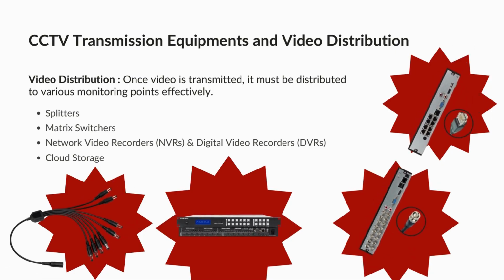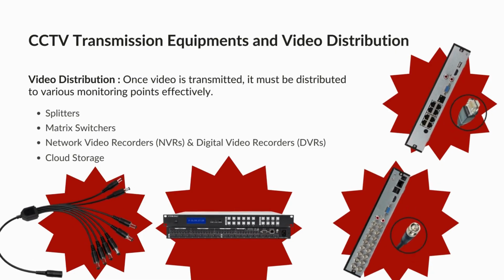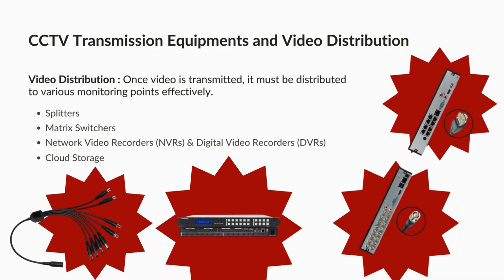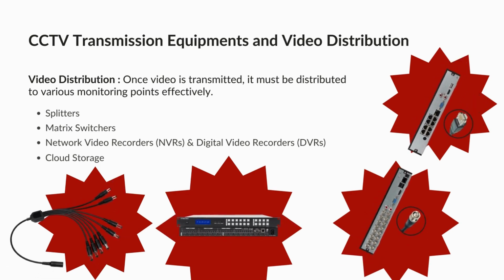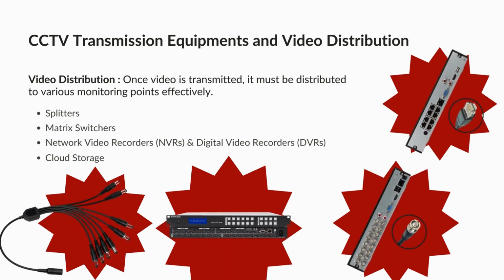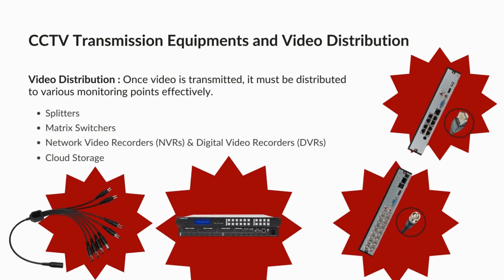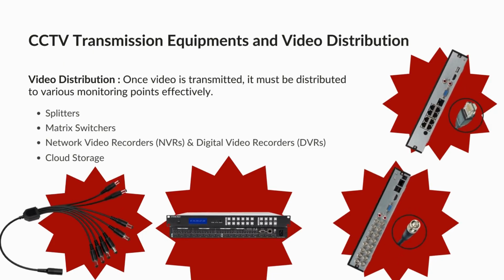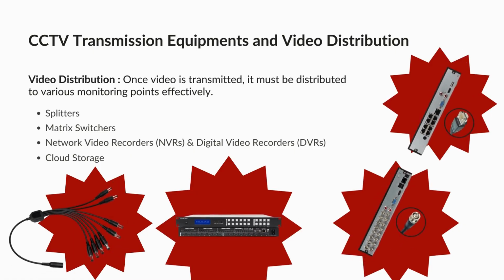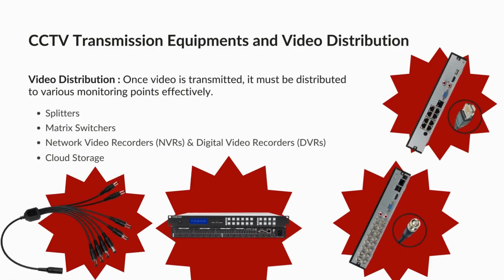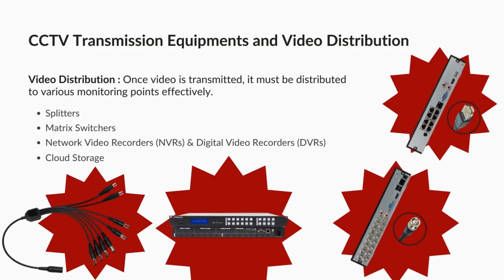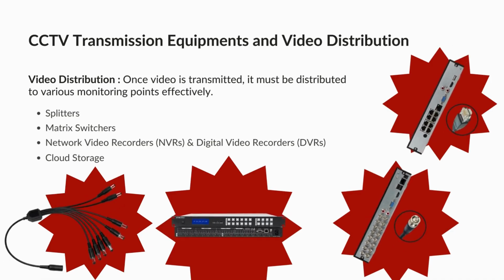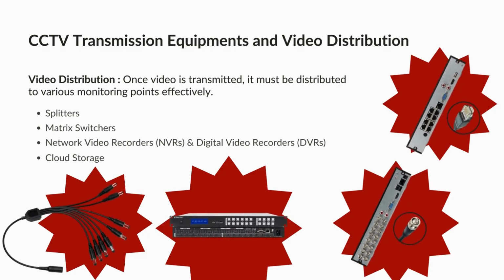So, CCTV transmission equipment and video distribution continuation. Once video is transmitted, it must be distributed to various monitoring points effectively. Number one, we have the splitter for distribution, we have the matrix switchers, then the network video recorders, which is the NVR, then the DVR, where you can transmit your video to. Then we have the cloud storage, which is your servers, where you can save your videos on the cloud. So it's very important to understand all these things as CCTV operators.